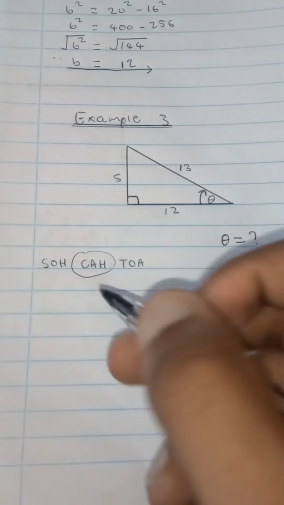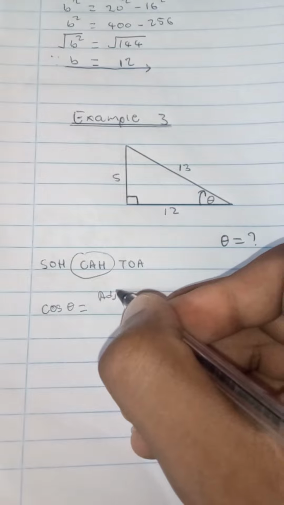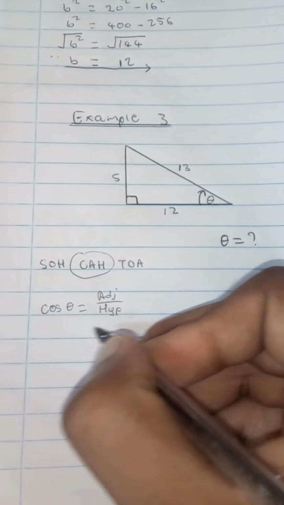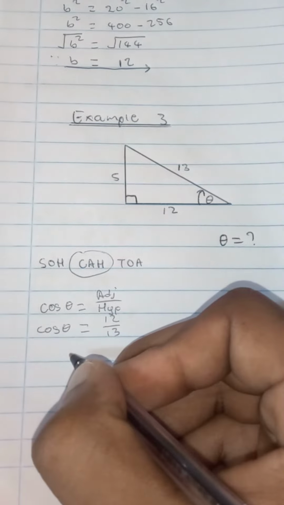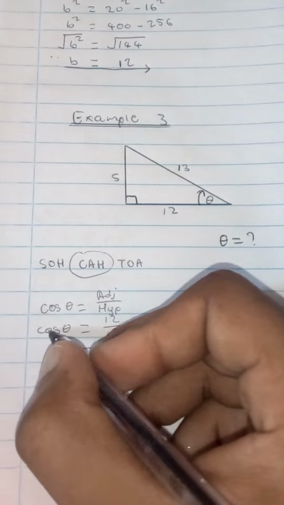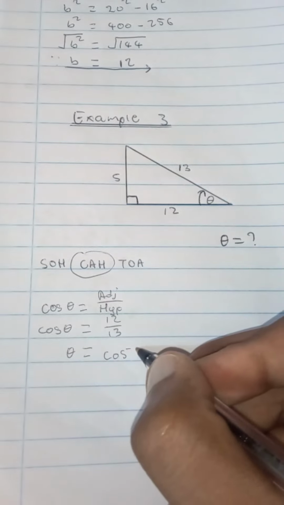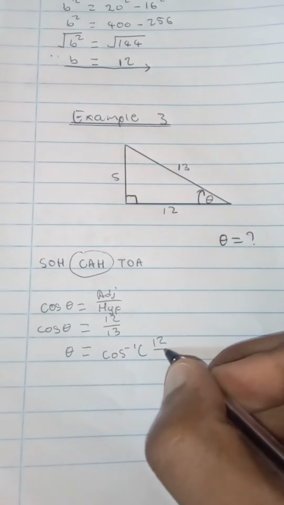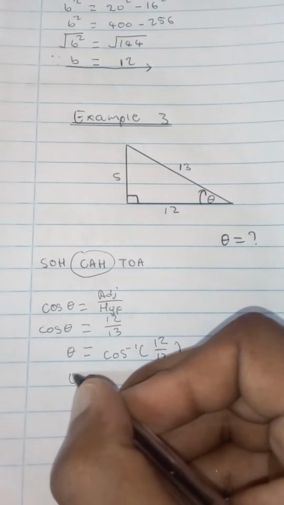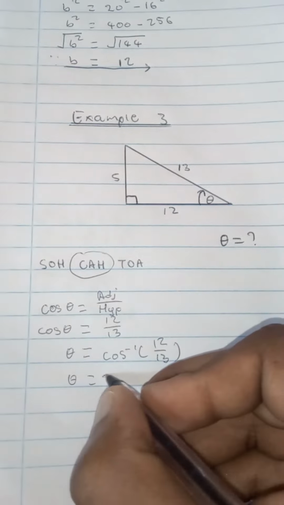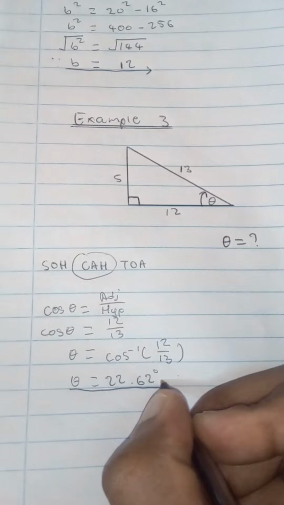So let us use cos. Cos theta will be equal to adjacent over hypotenuse. If we substitute, it will be 12 over 13. And then here we have cos theta. Here we'll be left with theta, and we'll make this cos an inverse. So it will be arc cos of 12 over 13. And then we need to find the value of theta, which if we put it in the calculator, theta will be equal to 22.62 degrees. And that is how we find theta.